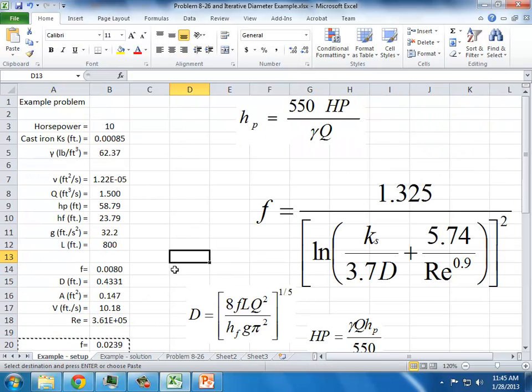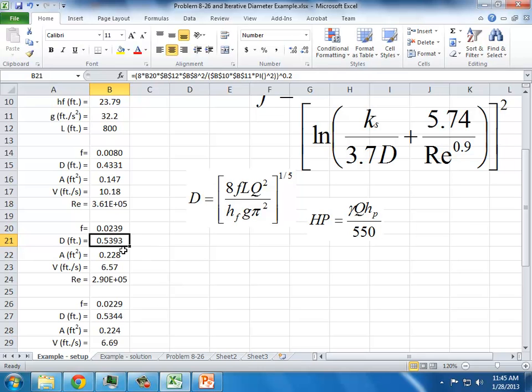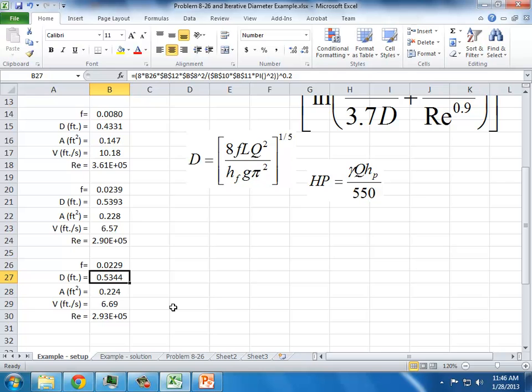And you can see that the guess is changing. So the first guess was 0.43 feet. The next guess, 0.5393. Now it's not changing very much. What that means is it's naturally converging on the solution. The difference between my previous guess and this most recent updated value for the diameter, that's a pretty small change that it just did. And so this is converging really quickly.